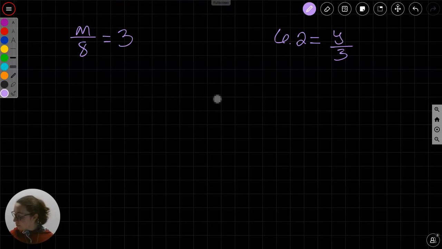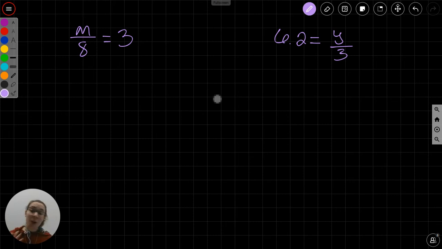This is example 1 of lesson 3.5, solving multiplication and division equations. So, I have a couple of division equations here. I can tell they're division because they have fraction bars, and fractions mean division.